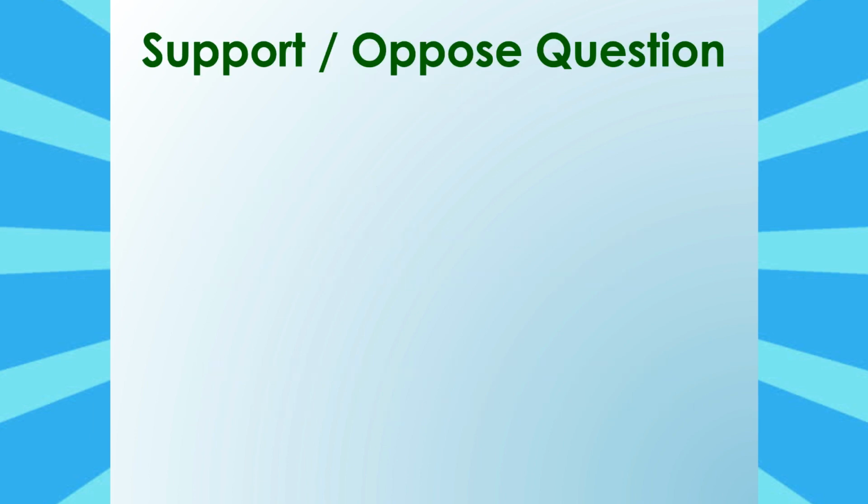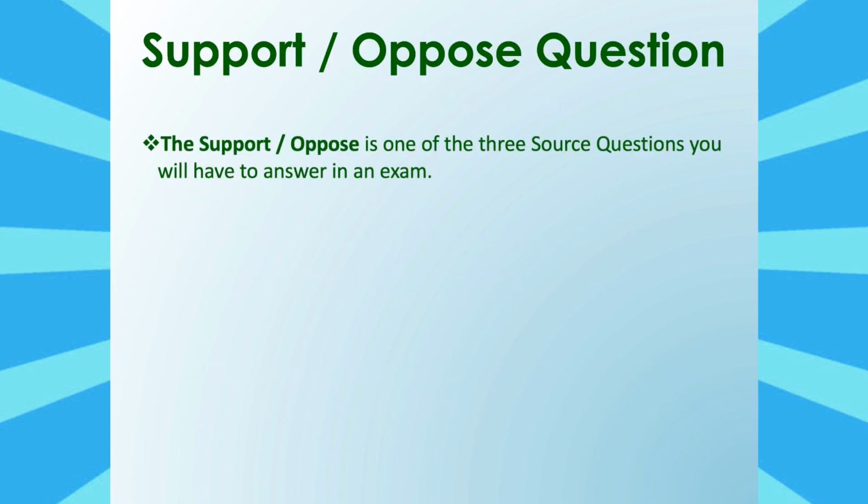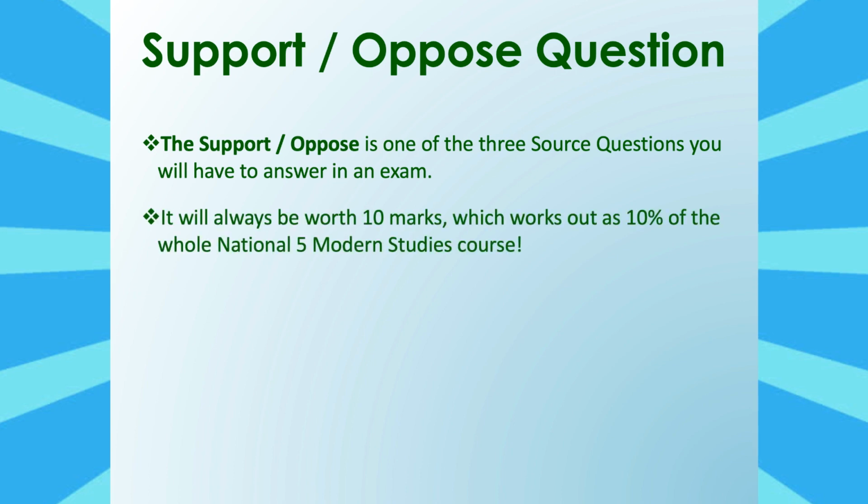So, support and oppose question. The support and oppose question is one of 3 source questions you will have to answer in an exam. Some people might call it the exaggeration or the bias question. But the support oppose, it's one of the 3 questions you have. The other 2, you have your option choice decision making question, and then you also have your conclusions question as well. Certainly those are the 3 we have at the moment. So you will have to answer one of each of these types of questions in the exam, and each of them will always be worth 10 marks.